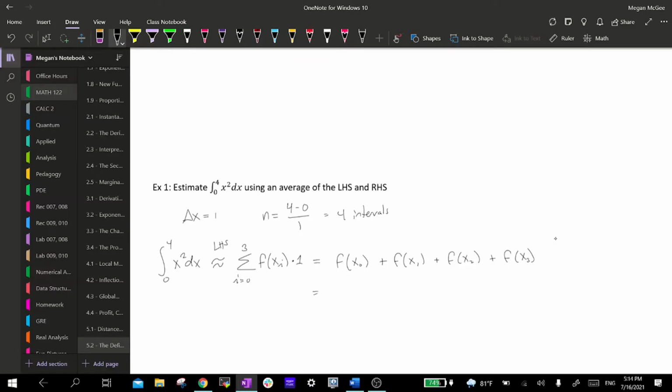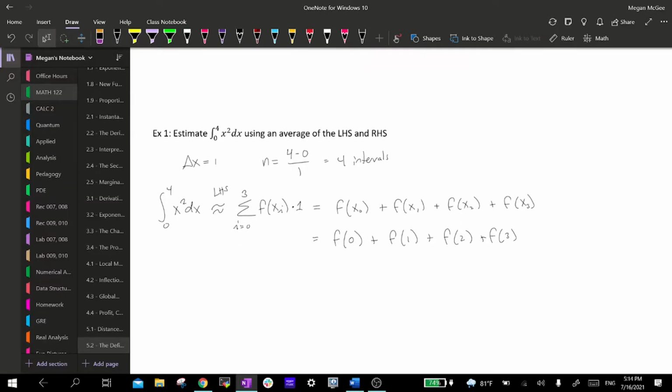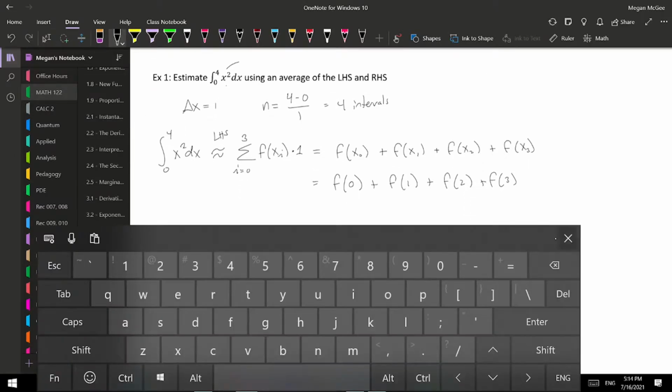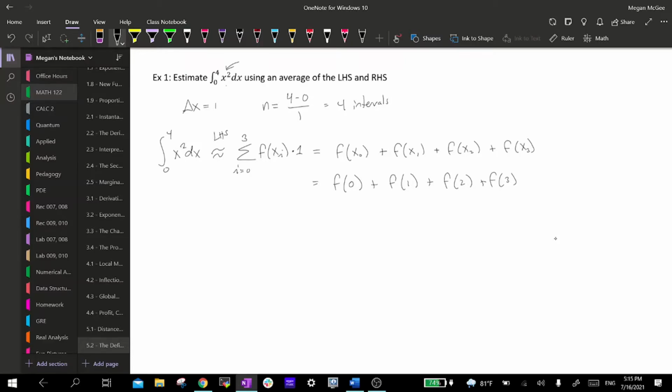If we're starting at x is equal to 0 and we're going up to x is equal to 3, we have f of 0, f of 1, f of 2, and f of 3. Okay, and f, the function, is what's inside our integral. It's our x squared. So we need 0 squared plus 1 squared plus 2 squared plus 3 squared. Alright, so if we square these out and add them all up, we get 14. So that's our left-hand sum.